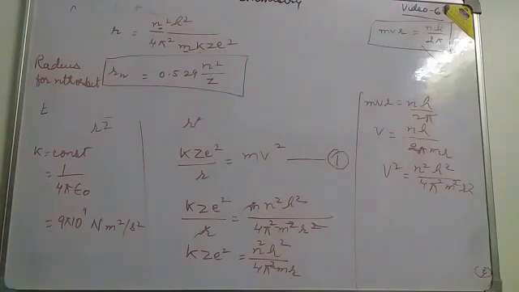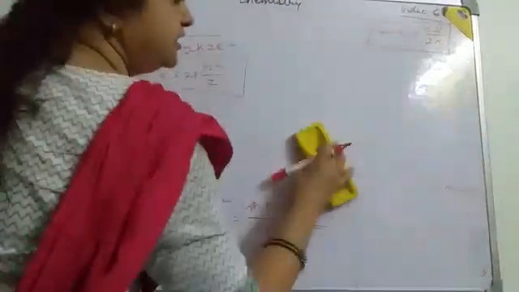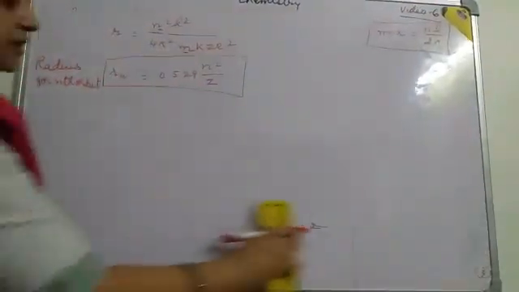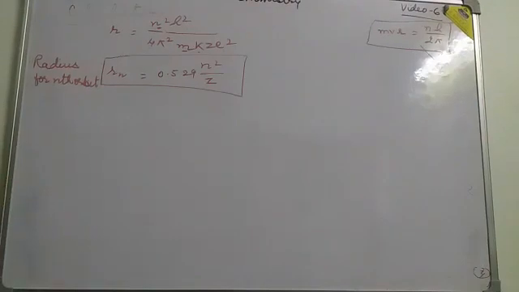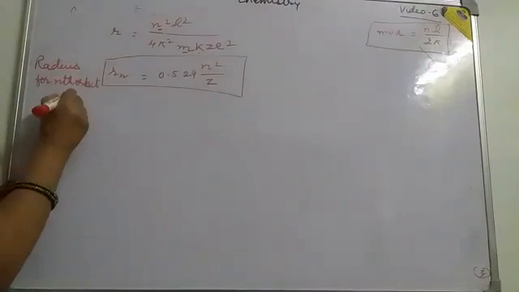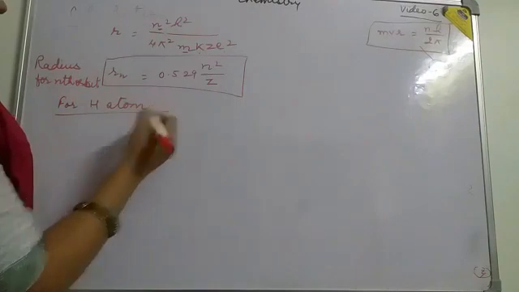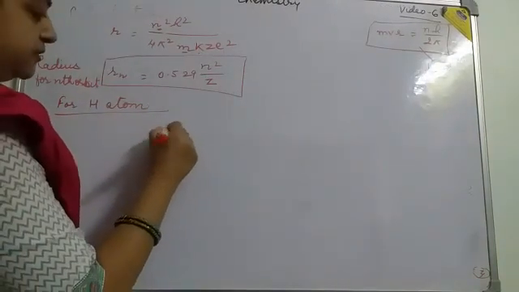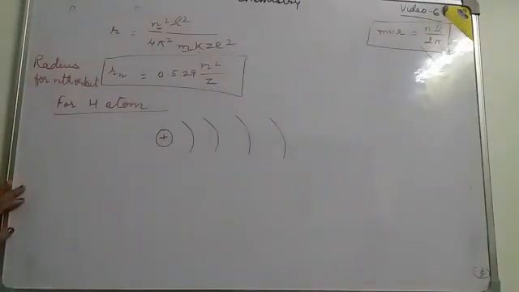But this radius formula is for a single electron system. Bohr gave the radius formula for a single electron system. For example, if you consider the hydrogen atom, there are different orbits present in the hydrogen atom.